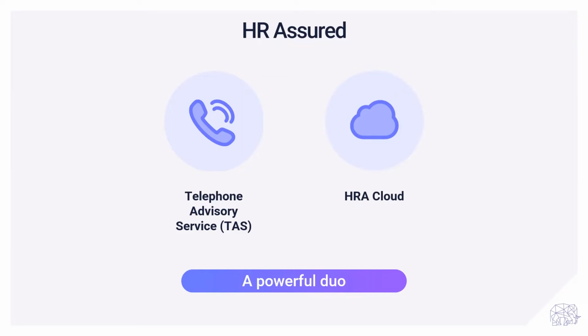HRA Cloud is a cloud-based software that helps you easily manage your team. You can access it through any internet-connected device using a web browser. With HRA Cloud, HR tasks and managing people will become simpler and easier. The telephone advisory service and HRA Cloud is a powerful combination. Together, they will give you peace of mind knowing you're legally compliant, your people are being looked after, and your information is secure in the cloud.